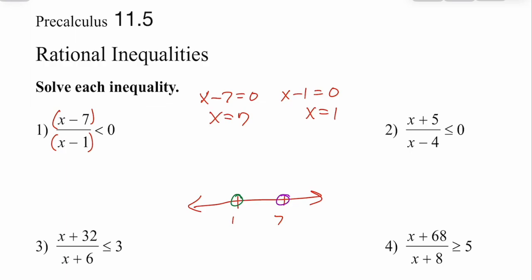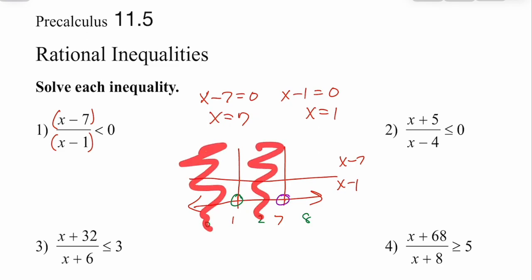Okay. Now the rest of the problem is exactly like before. We're going to make that chart. So we're going to extend these. We're going to put the factors from the top and bottom on the side. We're going to find some test values. Let's go 0, 2, and 8. It can be any values within the region less than 1, between 1 and 7, after 7. So I chose 0, 2, and 8. You might choose completely different values. That's okay. Okay. Now we're going to plug them into the factors like we did for the nonlinear inequalities.